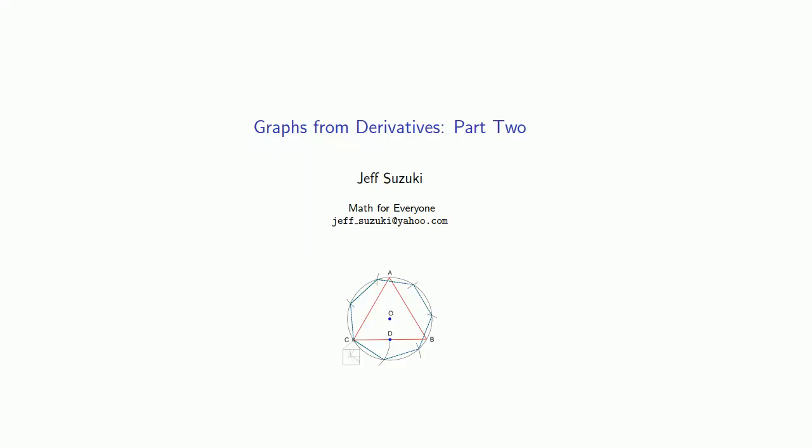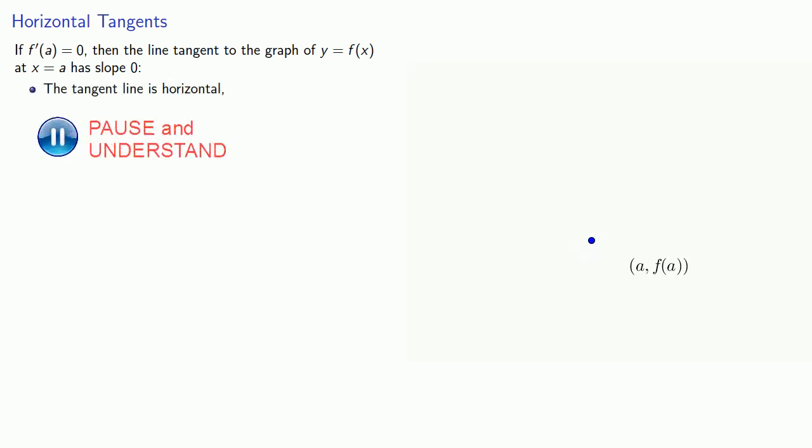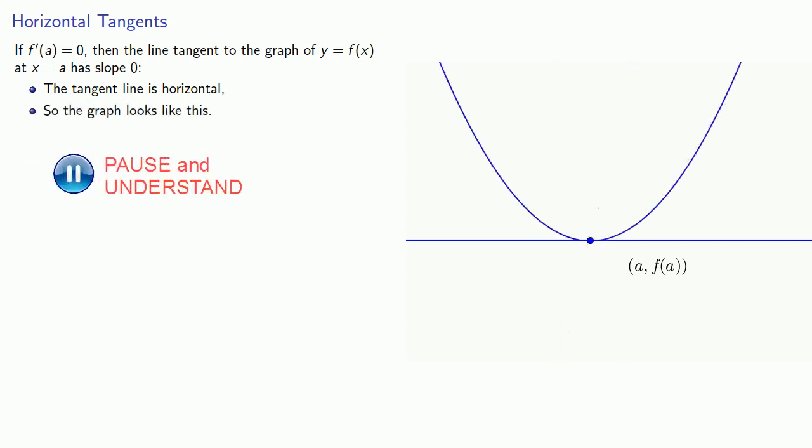We can get even more information about the graph from the derivative as follows. First, there are two important cases. If f prime of a is equal to 0, then the line tangent to the graph of y equals f of x at x equals a has slope 0, and so the tangent line is horizontal. And since the tangent line is a good approximation to the curve, then we know that the curve doesn't look like this or this, but may look something like this.